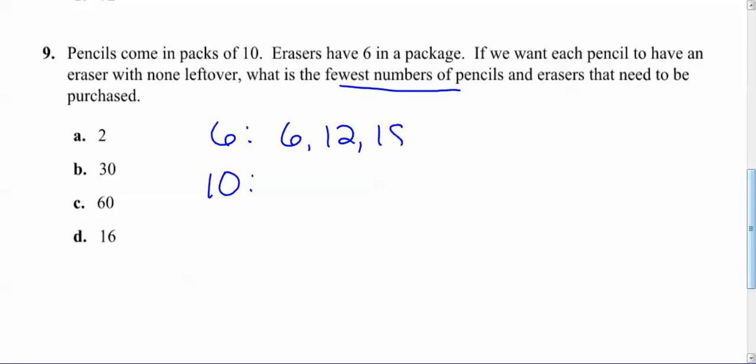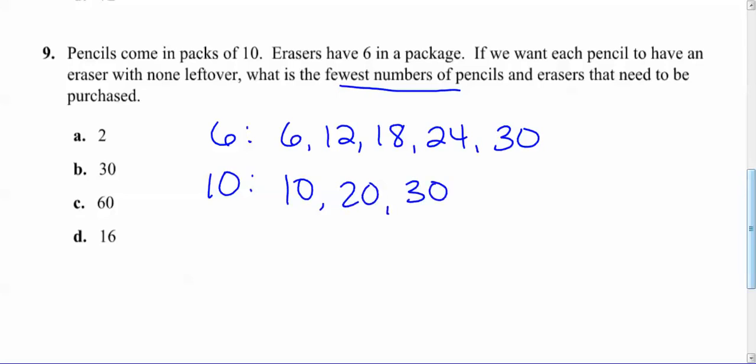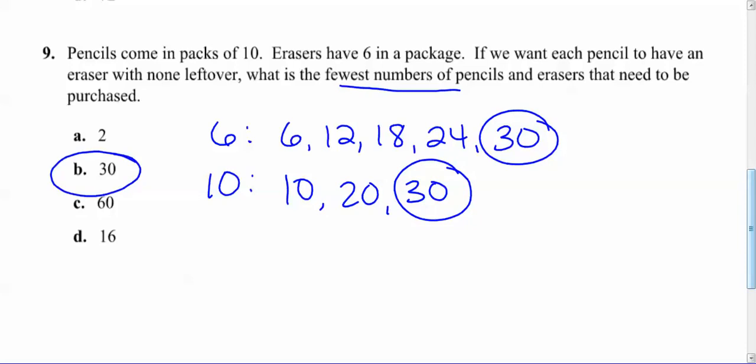If you count by 10, you're going to get 10, 20, and 10 is going to bump into 6 at 30 on the number line. So your LCM is 30. It could have asked you how many packs of pencils you would need, how many packs of erasers. Well, the pencils were 10, so you need 3 packs of pencils. You would need 5 packs of erasers to make that work.